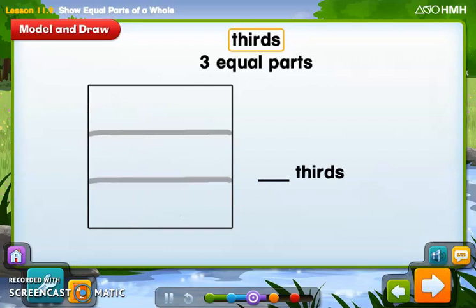What about thirds? If you want to show thirds, there'll be 3 equal parts. How many thirds does this square have? So remember, when we break it up into thirds, this part right here is 1/3, this part here is 2/3, and this part here is 3/3. So we have 3/3. The square has 3 thirds.